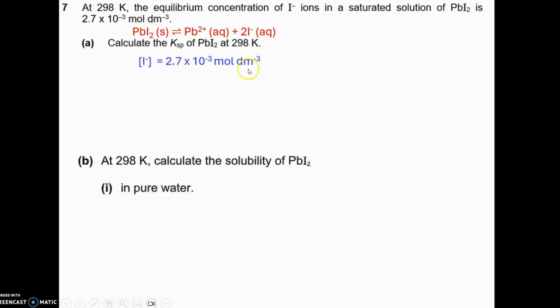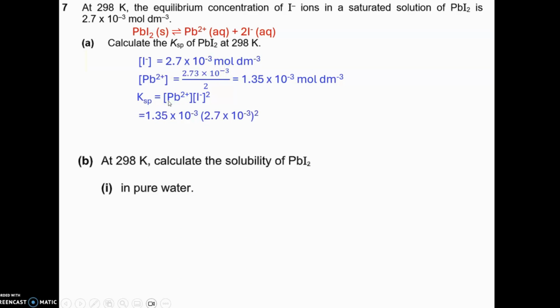Next, since it's given that the iodide ion concentration in this solution is 2.7 times 10 to the power negative 3, by stoichiometry, the concentration of lead-2 ions is half of this, which will be 1.35 times 10 to the power negative 3 mole per dm cube. And then writing the KSP expression, we can substitute in these values and press calculator. The KSP value for lead-2 iodide is 9.84 times 10 to the power negative 9 mole cube dm to the power of negative 9.